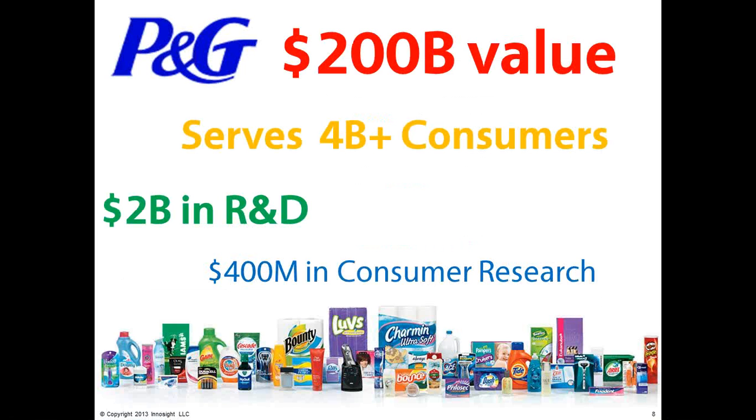Now, most of you, I imagine, have heard of Procter & Gamble. Here's just a few of the basic facts about it. About a $200 billion company by market capitalization, serves roughly 4 billion people around the globe on a daily basis with many of its great brands that appear on the bottom of the page. Invests quite significantly in innovation and growth, about $2 billion in research and development, about 9,000 research scientists around the globe, and about $400 million a year in consumer research. So you could look at this as about a $2.5 billion annual investment in innovation. And it's clearly something the company takes very seriously.